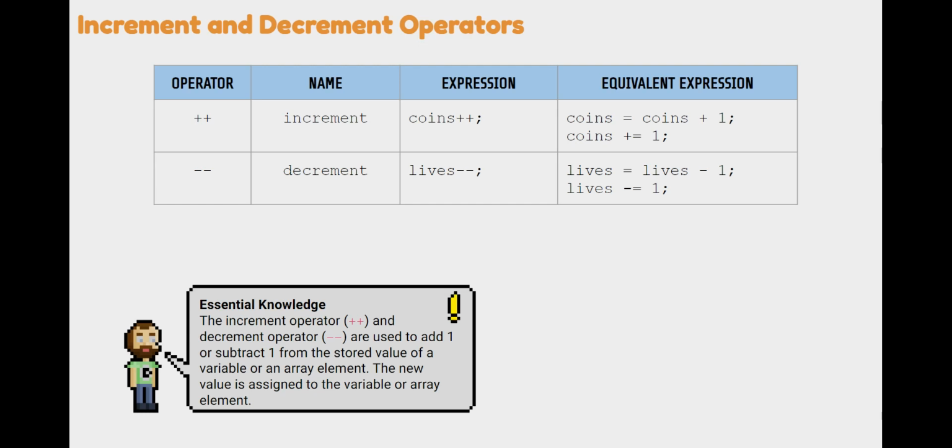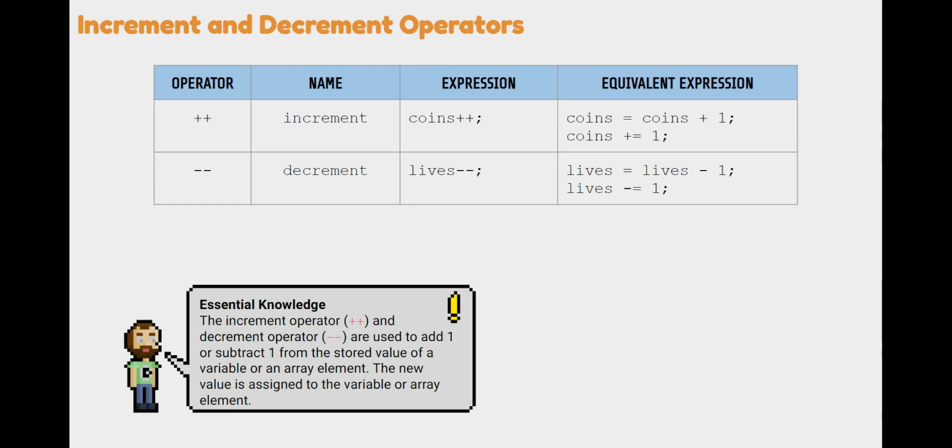So we can say something like coins plus plus. What the increment operator does, it takes that variable and adds 1 to the value and stores it back inside that variable. Now, just like our compound assignment operators, this is just another way to shorten a regular assignment statement. We can rewrite this statement as a regular assignment statement. It's the same thing as saying coins is equal to coins plus 1. We can also write it as a compound assignment statement by saying coins plus equal to 1. All 3 of those statements are the same.